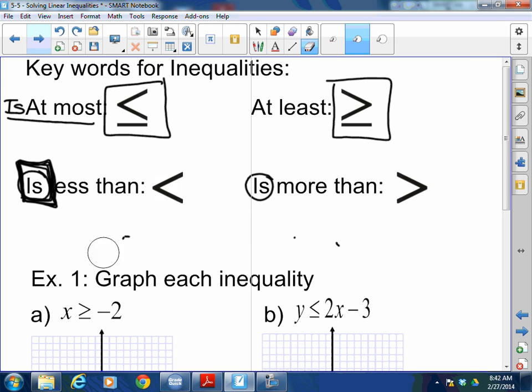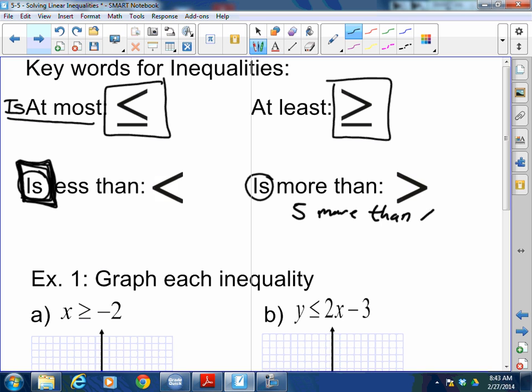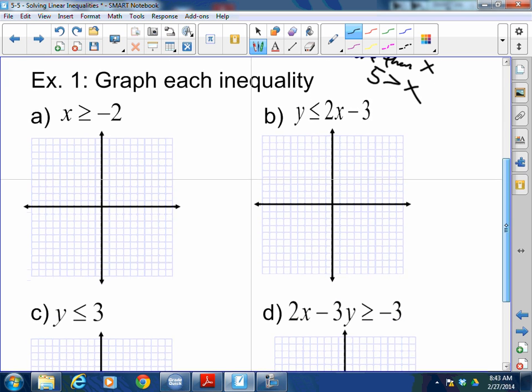Again, why is that so important? Why is he making such a big deal? What if I tell you 5 more than x? What is that? 5 plus x or x plus 5. But if I tell you 5 is more than x, 5 is greater than x. You guys with me there? Okay, thank you. Now, let's just graph x is greater than or equal to negative 2. What kind of a line is an x equals line?